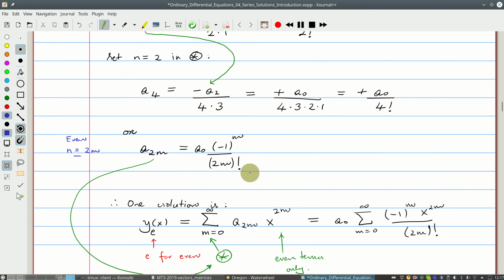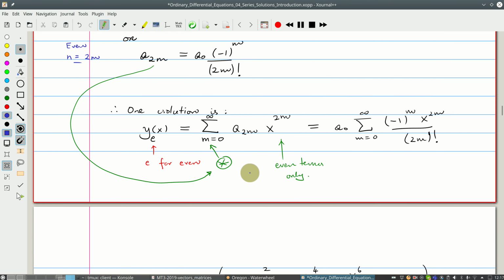So what this means then is that one of the solutions to our differential equation, and I've written it as y of e of x, where e is for even, is the sum over m. Instead of n, I'm using a sum over m, from 0 to infinity, and the terms that will appear here are only the even terms. So it's a of 2m, x to the 2m. Once again, you might say, what about the odd terms? Well, if you start from a0, you get only the even terms. So the odd terms in this particular solution will be 0.